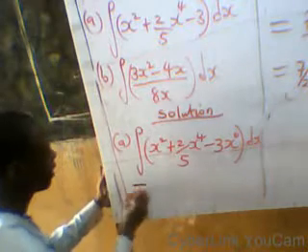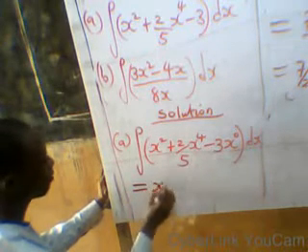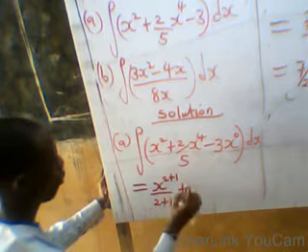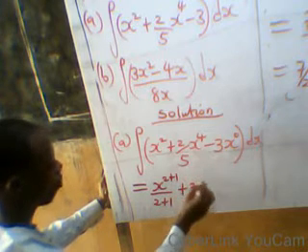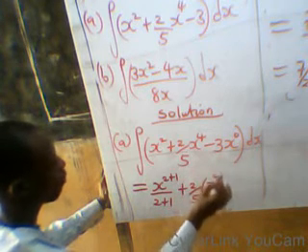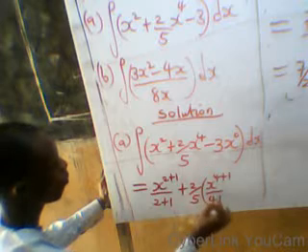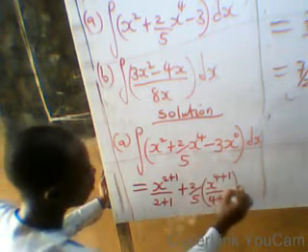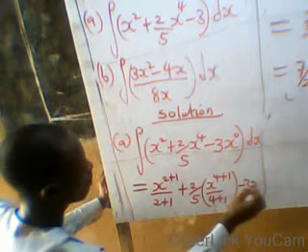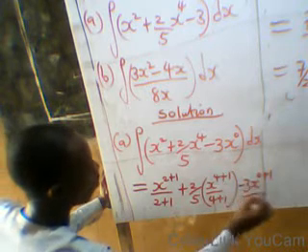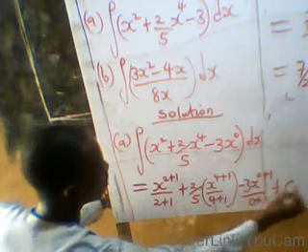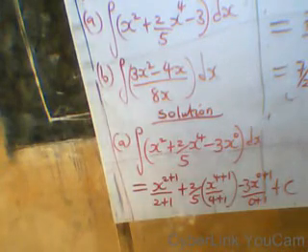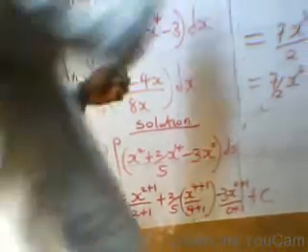So of course, this will now give me x raised to power 2 plus 1 all over 2 plus 1 plus 2 all over 5. Open the bracket. x raised to power 4 plus 1 all over 4 plus 1. You have to have a separate bracket for that. Minus 3x raised to power 0 plus 1 all over 0 plus 1 plus c, of course. C is the constant of integration. So you proceed.